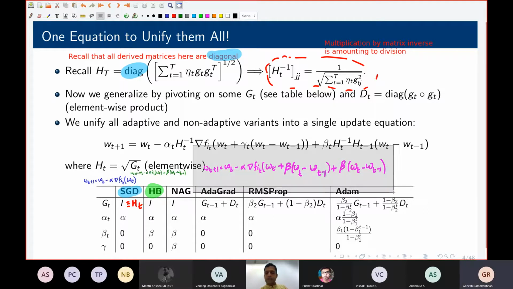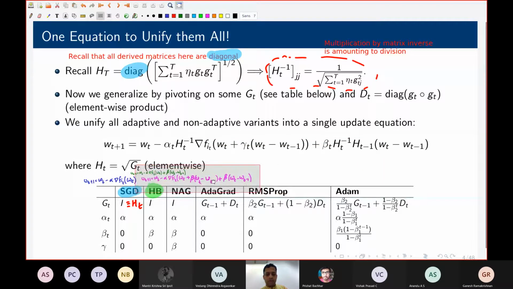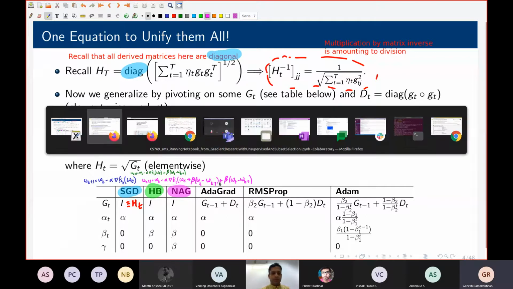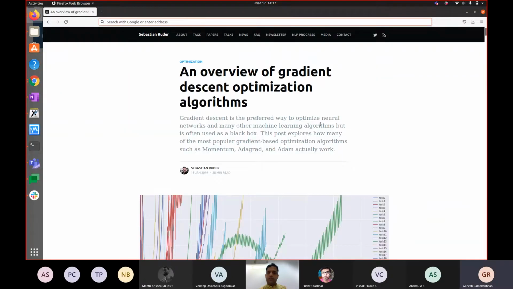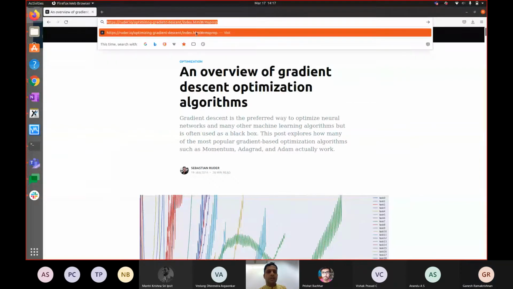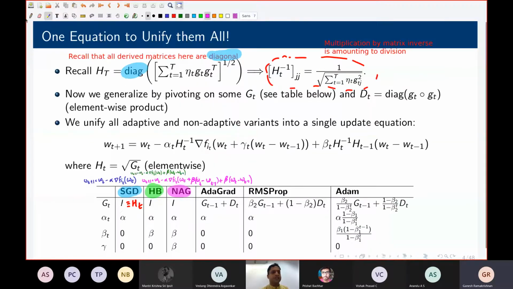So with this, we are done with maybe our more well-known versions. Now we have the new ones: AdaGrad, RMS Prop, and Adam. So I'll probably quickly run through this rudder.io optimizing gradient descent description. So let's understand the others very quickly here.